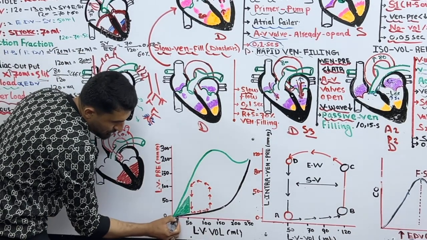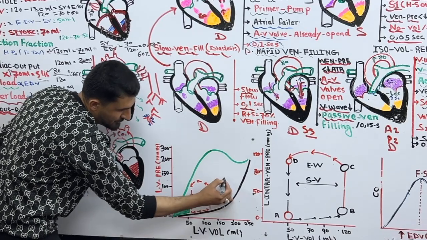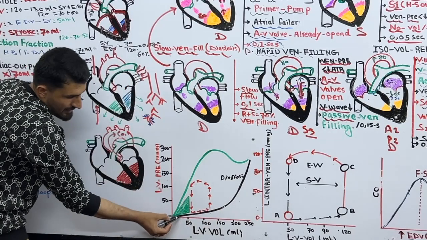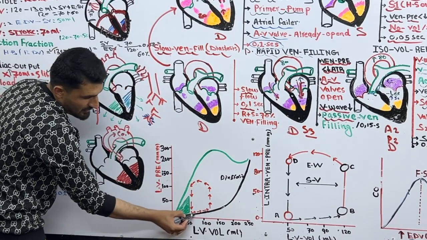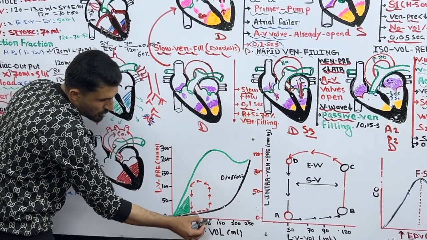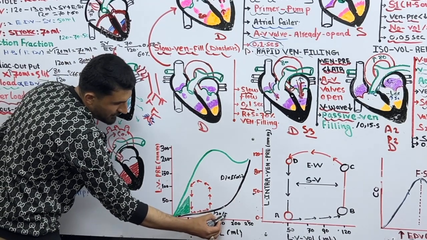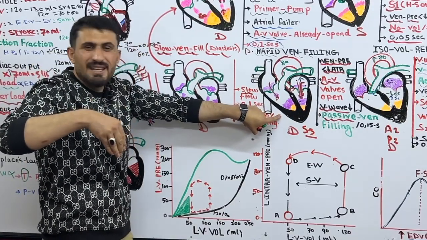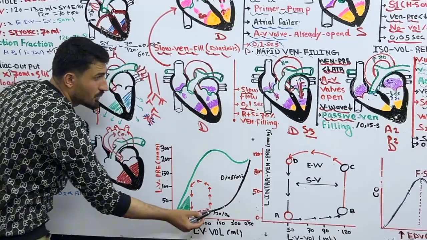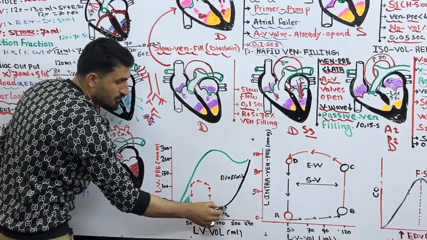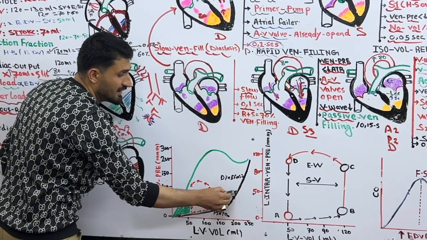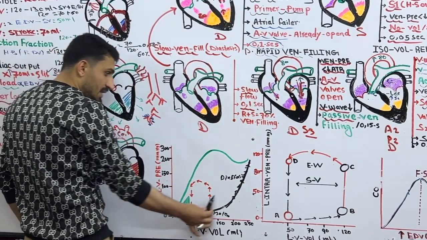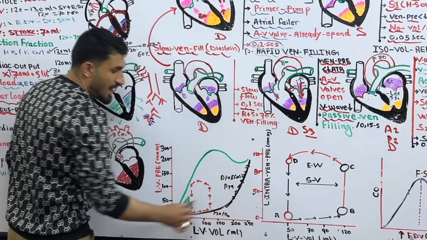For example, when you put more volume during diastole, this curve is for diastole, the diastolic curve. Now when you put more volume during diastole, listen to me carefully, up to 130 or 150, there will be no tension, there will be no pressure on the myocardium. But when you increase the volume more than 150, suddenly this curve rises. And this is diastolic pressure.